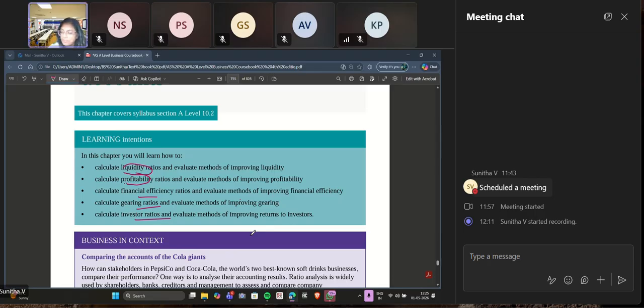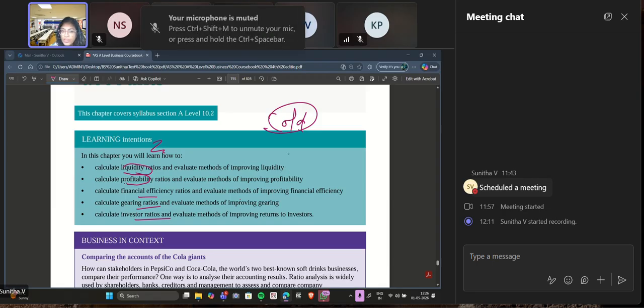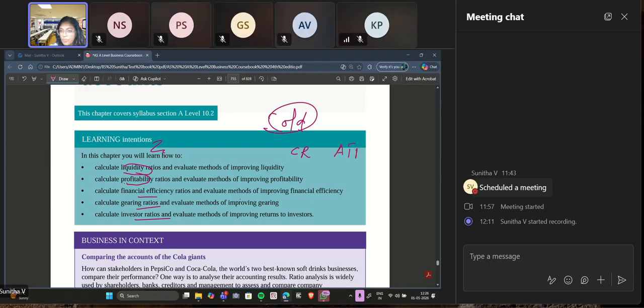One more. Overdraft. Bank overdraft is the best example. Okay, so these are short-term debts. Clear? Now, how many current liquidity ratios are there? There are two. Current ratio and acid test ratio.